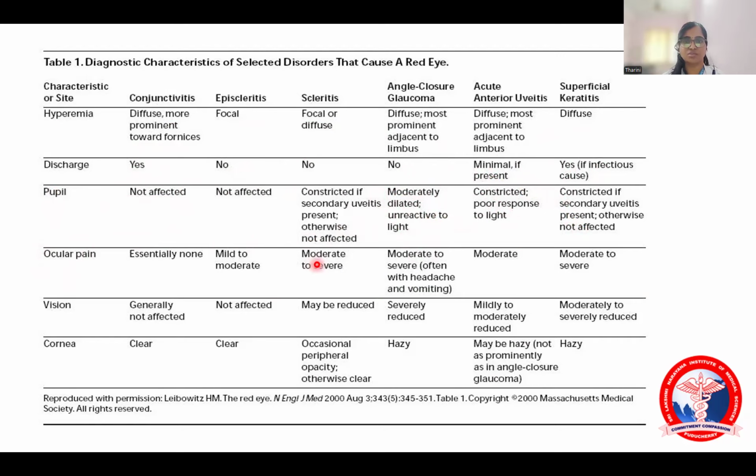Pain will be moderate to severe only in scleritis and angle closure glaucoma, as well as keratitis. In conjunctivitis, there won't be any pain. In episcleritis, there can be mild to moderate pain, and in anterior uveitis only moderate pain. And vision will be affected only in angle closure glaucoma, where it will be severely reduced. In anterior uveitis it will be moderately reduced, and in superficial keratitis, it is moderately to severely reduced. Cornea is clear in these two conditions. Cornea will be hazy only in angle closure glaucoma and acute anterior uveitis.